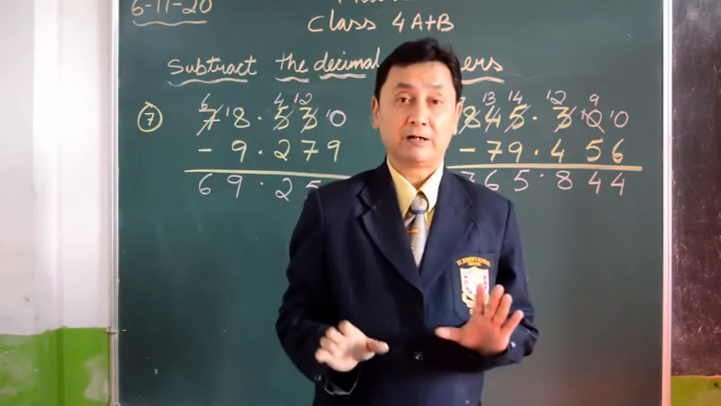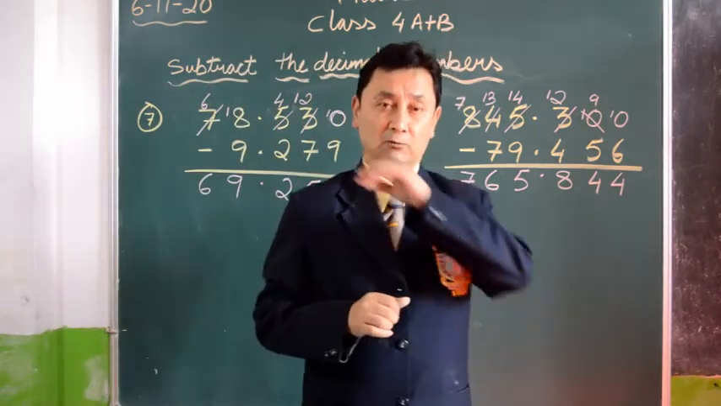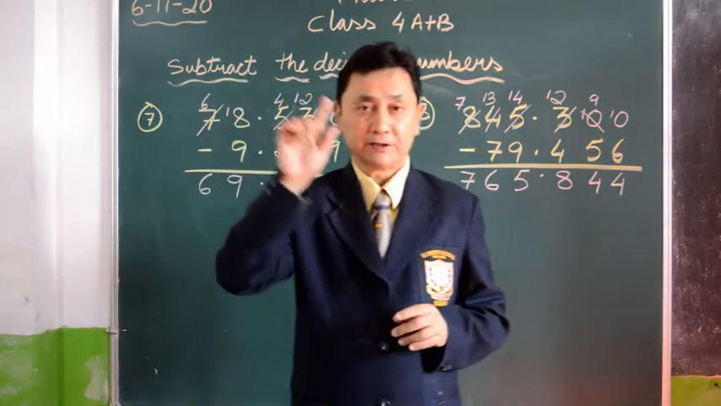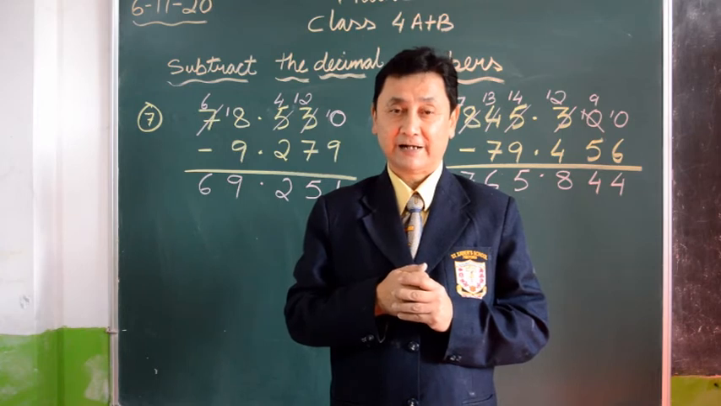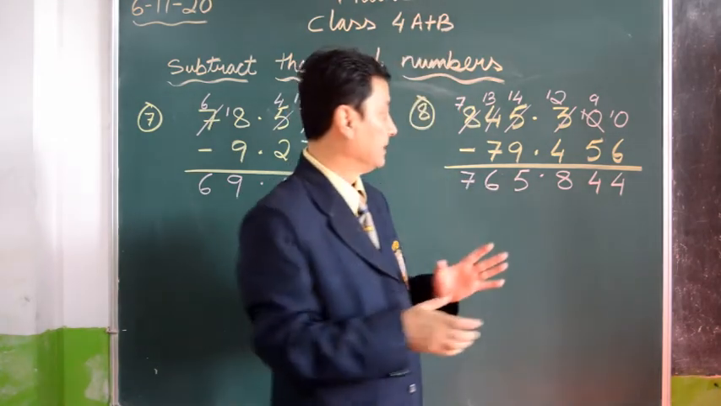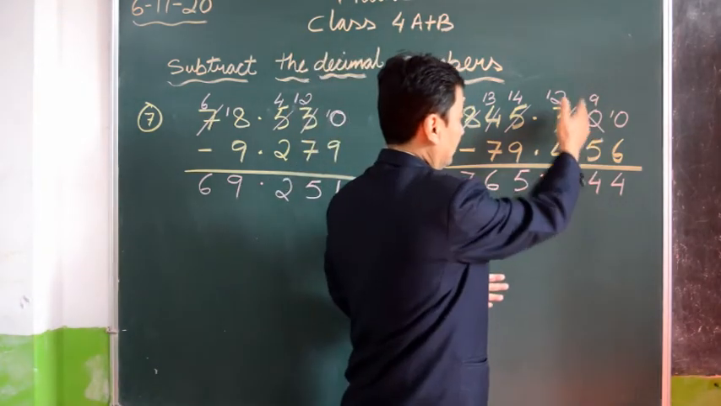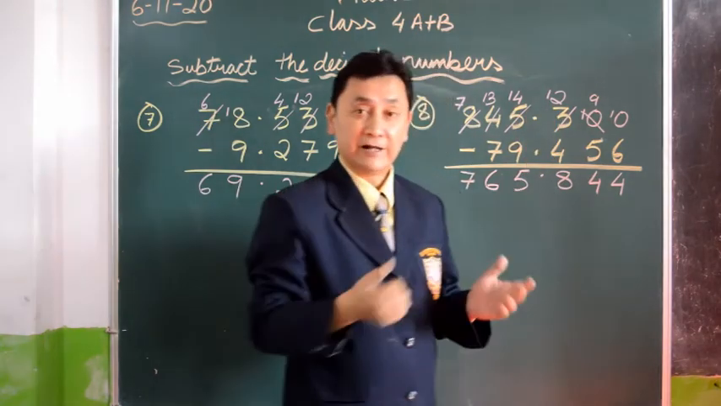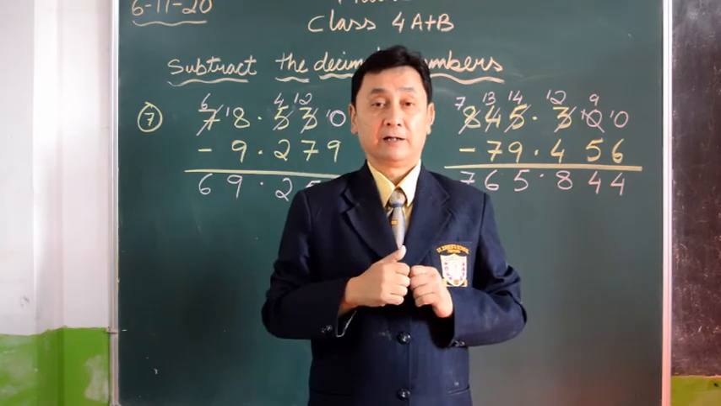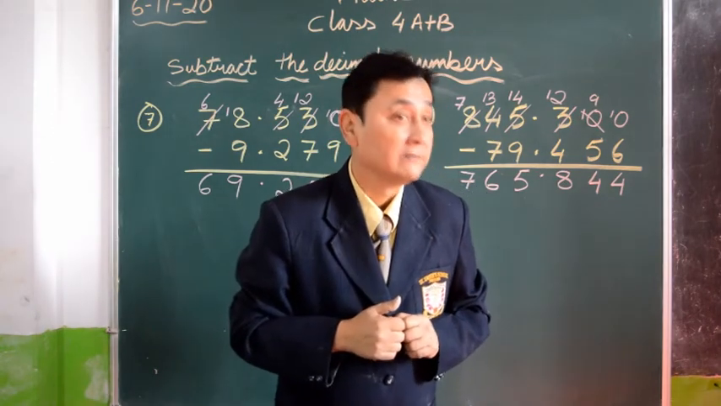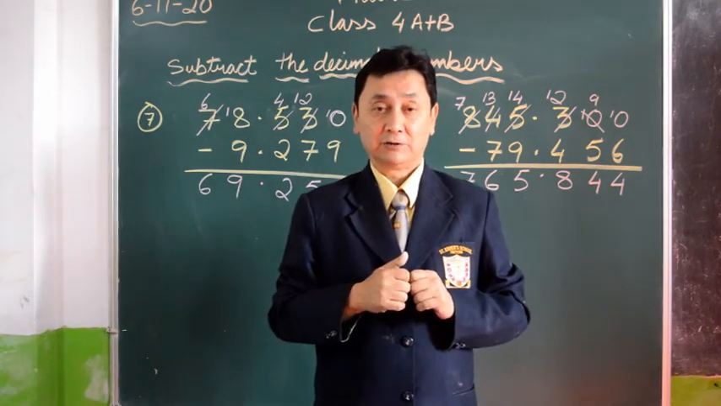We must remember a few things. One, if there is no number, put a 0 so that it will be easier for you to subtract. Next, when you write the sum, it must be one below the other. And the next thing, and the most important thing, is if the top number is smaller, we must borrow.